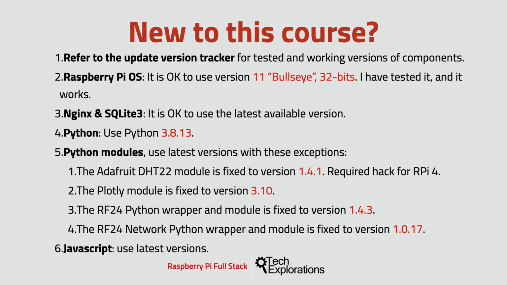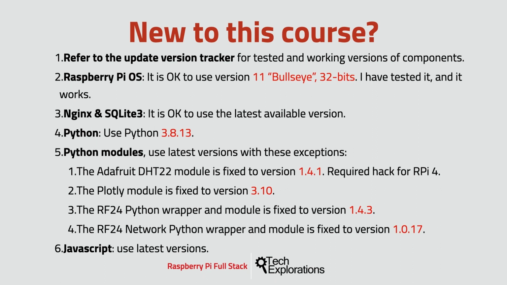As far as the operating system is concerned, it is okay to use the latest available version. I've tested with the 32-bit version of Raspberry Pi OS 11, Bullseye, and the application worked well. It's also okay to use the latest available versions of Nginx and SQLite 3. The APIs for these components haven't changed.